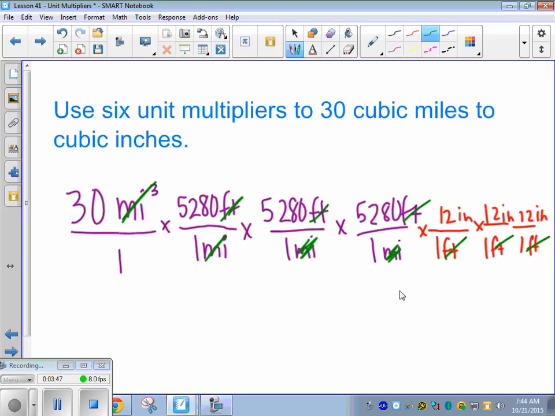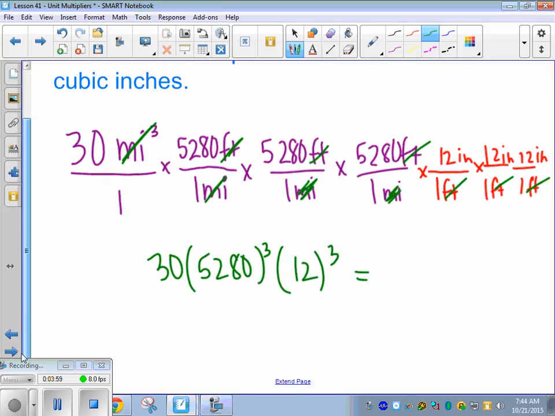So 30 times 5280 cubed, you could write that in your calculator. So 30 times 5280 cubed times 12 cubed. Anybody have that ginormous answer? Dan? 5299126272000. Oh my gosh. All right. So you actually have the whole entire thing.